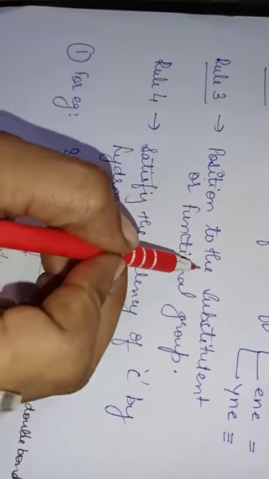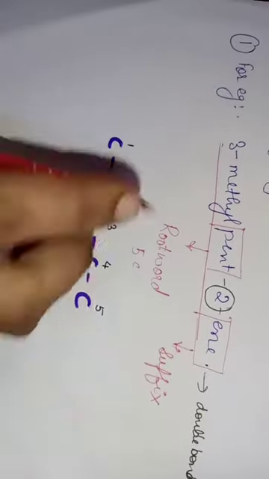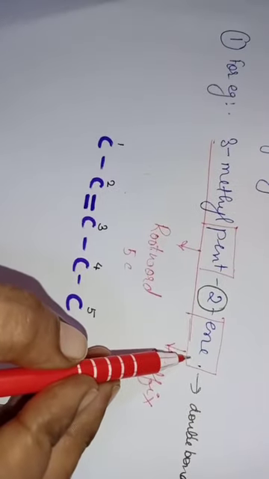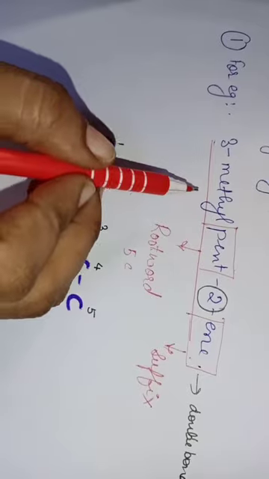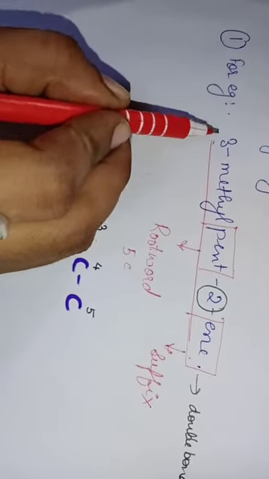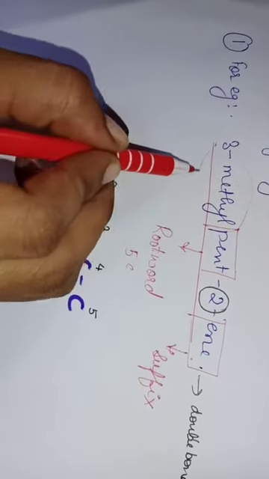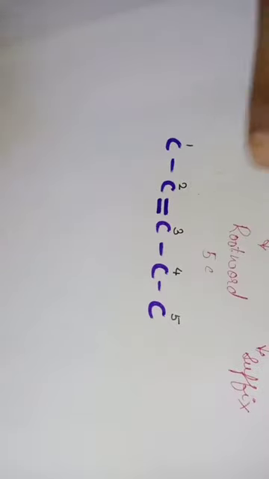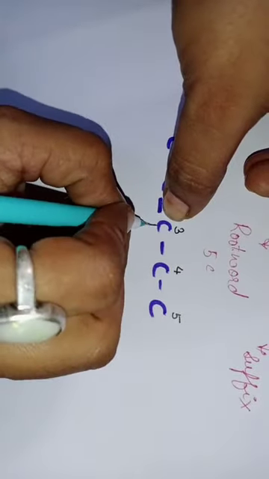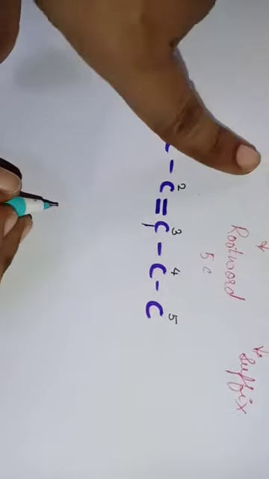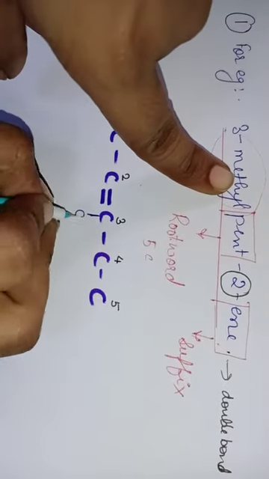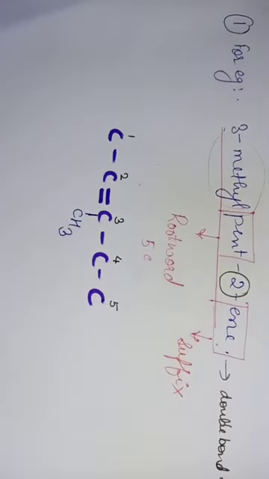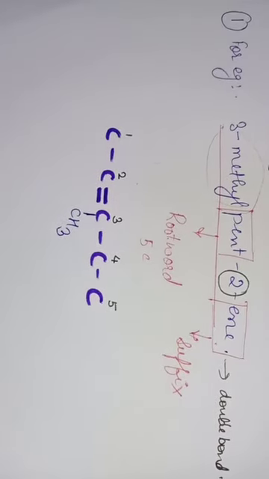Now come to the third rule. The position of the substituent or the functional group should be given. So see here, is there any other functional group? No. But there is a substituent on the third position. What type of substituent is there? A methyl group on the third position. So on the third carbon atom you will draw a substituent. The name of the substituent is methyl, that is CH3.